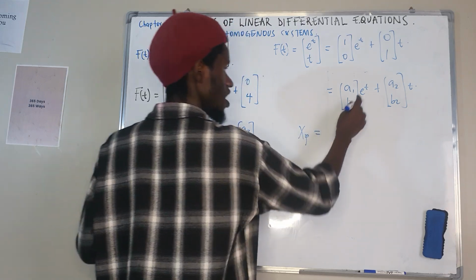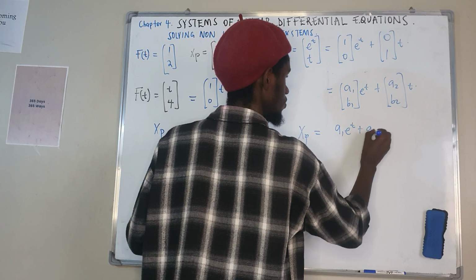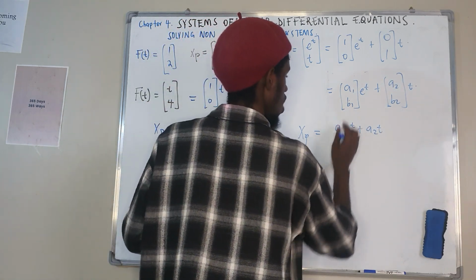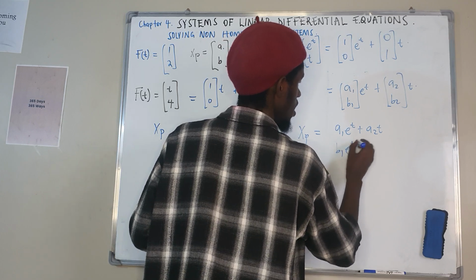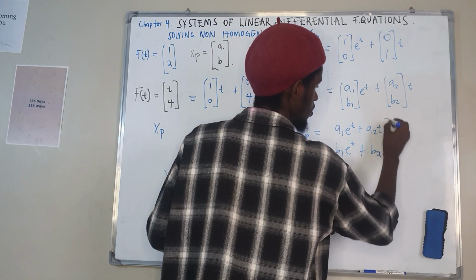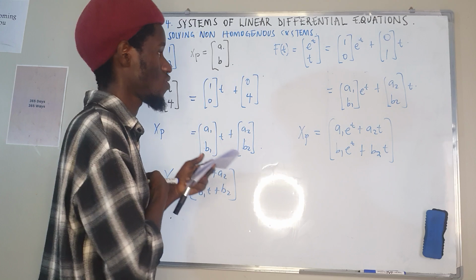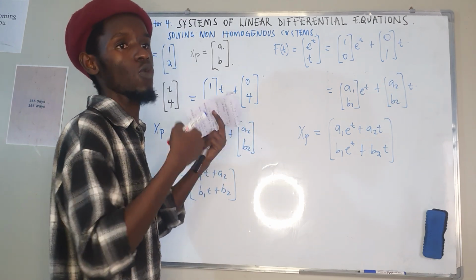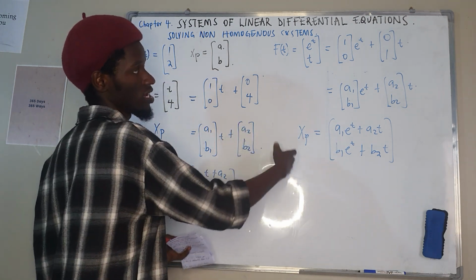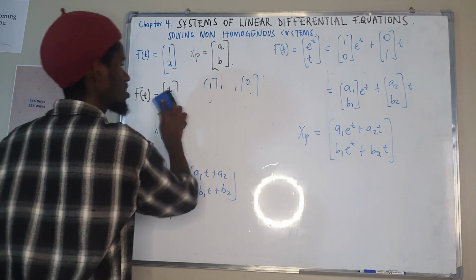And then finally my particular solution xp is going to be the same as having a1 e^t plus a2 t, and then here I have b1 e^t and then plus b2 t. I think we have been through those steps. It will vary according to what you have been given. Now what you have to know is how to write the xp solution. Lastly, let us do this example.